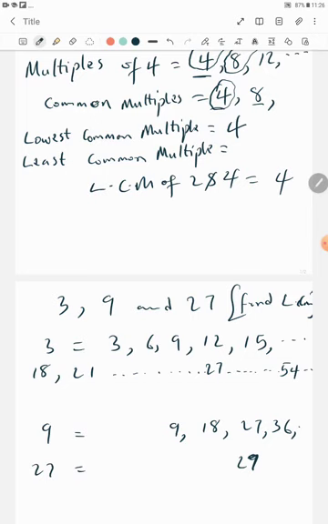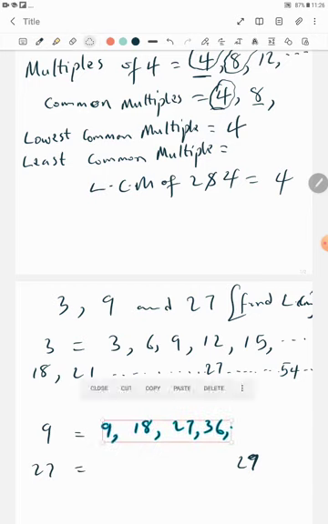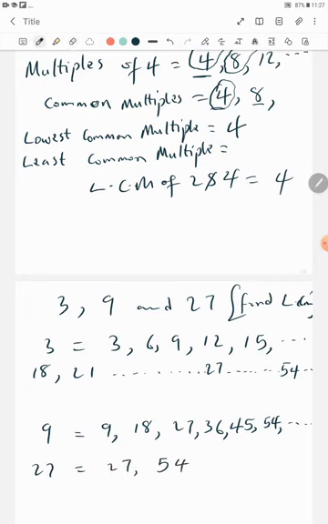And that of 9 also, let's shift it down, so that we can write more and accommodate more for this also. If you write that of 9 also, you see that after 36, you are going to have 45, and then 54. So it continues like that. So for 27, it starts with 27 and then 54. I'm just showing you.